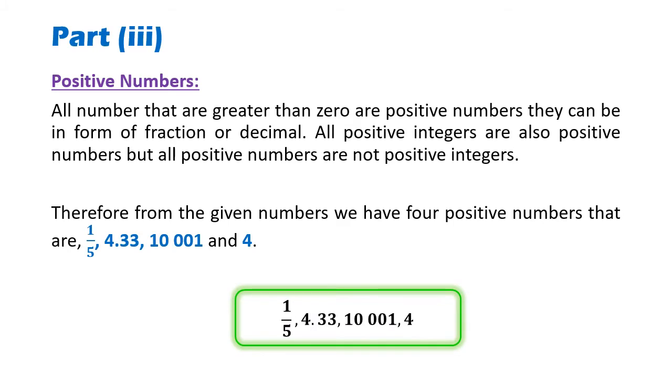Part 3. Positive numbers. All numbers that are greater than 0 are positive numbers. They can be in the form of a fraction or decimal. All positive integers are also positive numbers, but all positive numbers are not positive integers. Therefore, from the given numbers we have four positive numbers, that are 1/5, 4.33, 10,001, and 1 and 1/4.